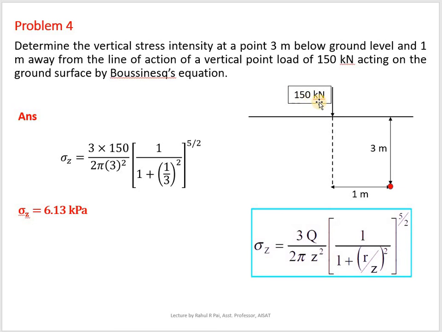The point load is 150 kilonewton, so in the place of q you substitute 150. Depth is 3 meters. r is the distance from the point load to the point where stress is computed, that is 1 meter. So in the place of z you substitute 3, and in the place of r you substitute 1, and again 3 here. Then it is just computation.